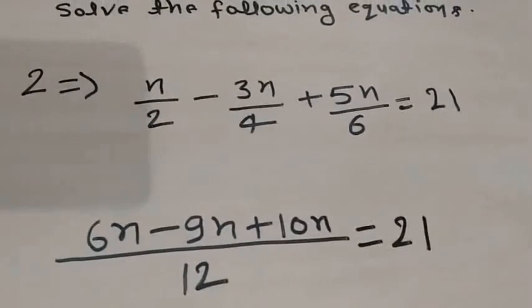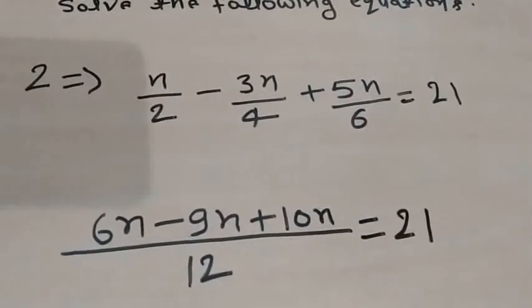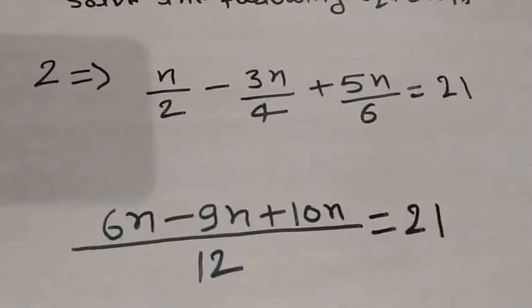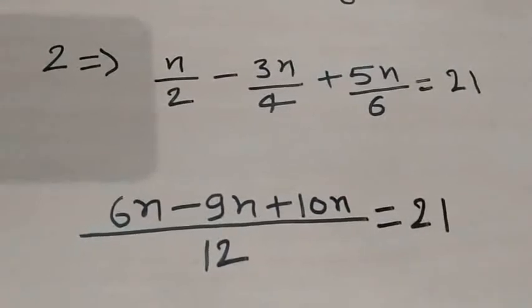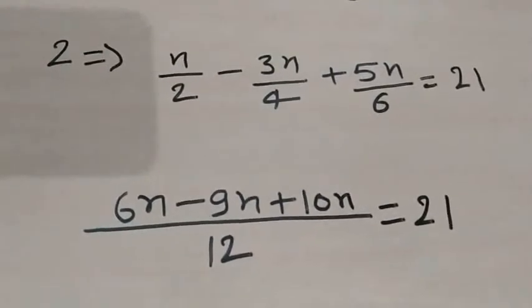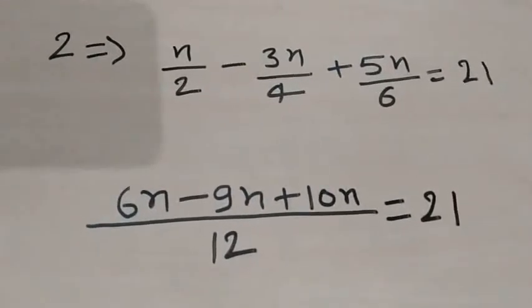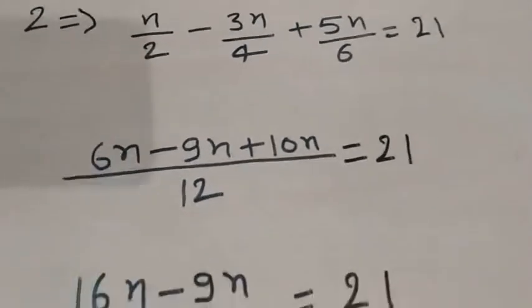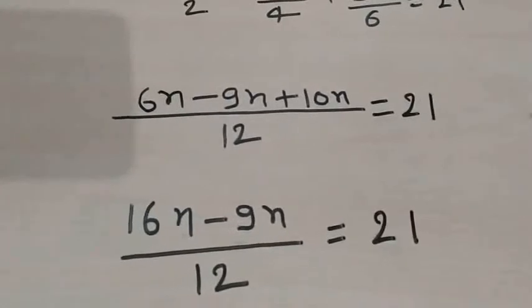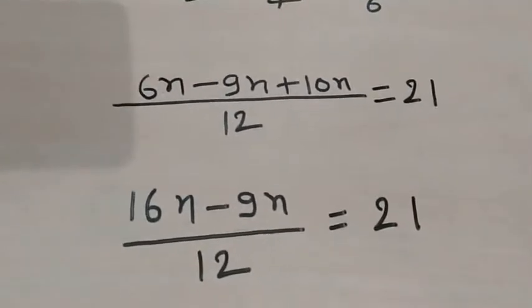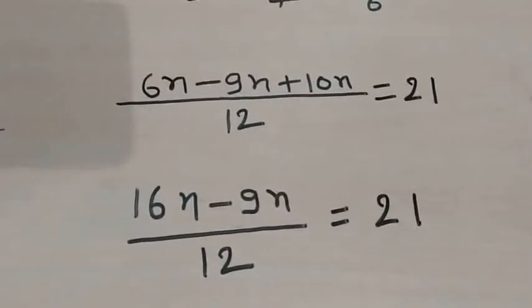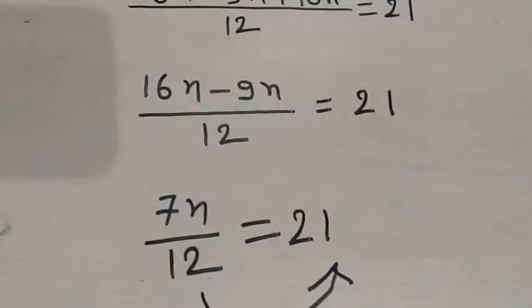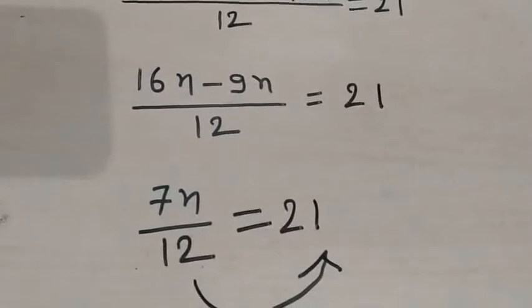This question number 2 is given: n by 2 minus 3n by 4 plus 5n by 6 is equal to 21. So first we take the LCM of 2, 4 and 6. The LCM of 2, 4 and 6 is 12, and then we write it as 6n minus 9n plus 10n is equal to 21. 6n and 10n are both positive, so we sum them. 6n plus 10n is 16n, and minus 9n. So 16n minus 9n becomes 7n. So we obtain 7n by 12 is equal to 21.